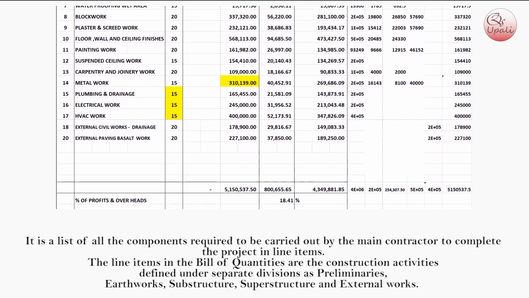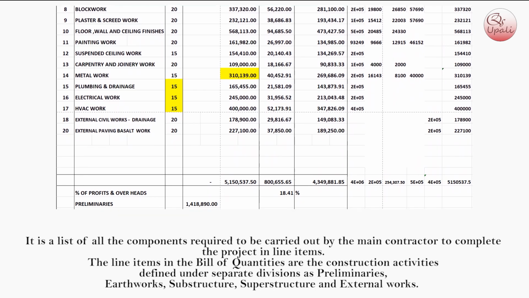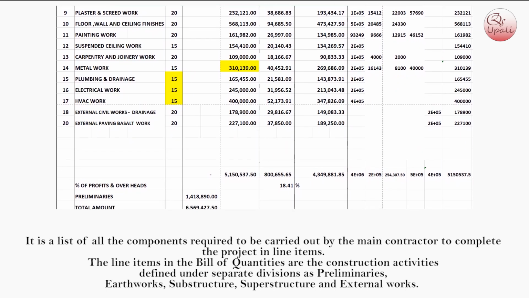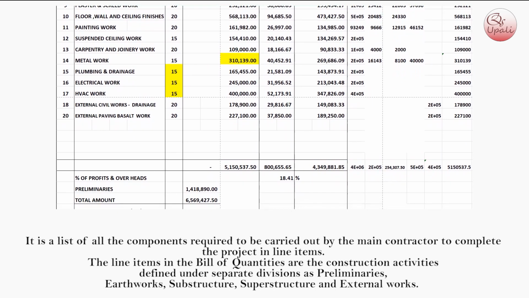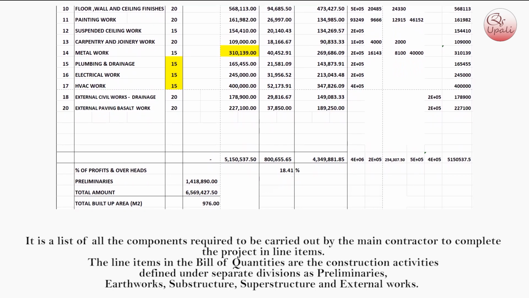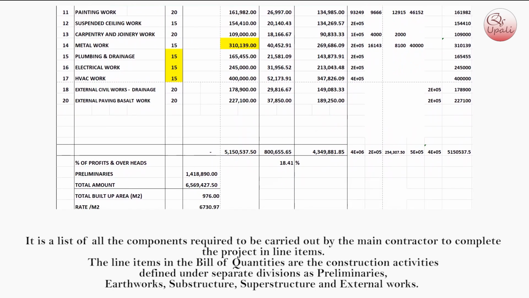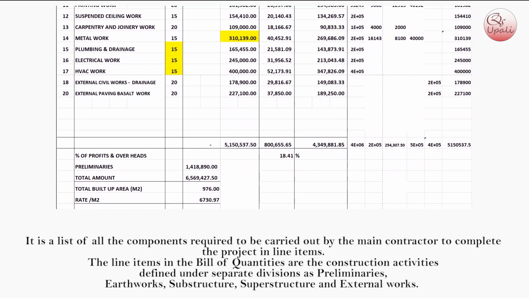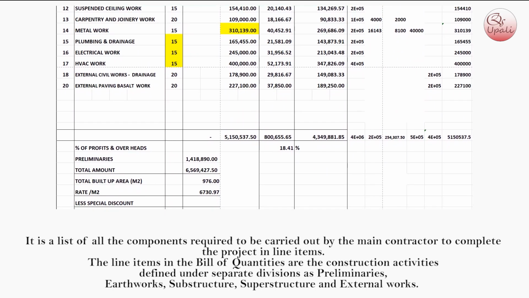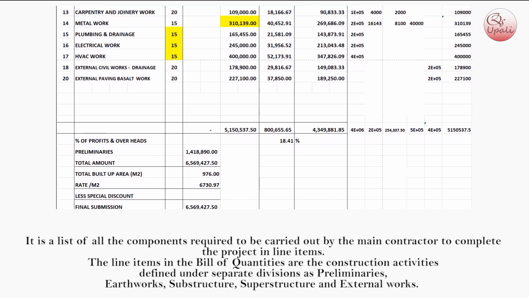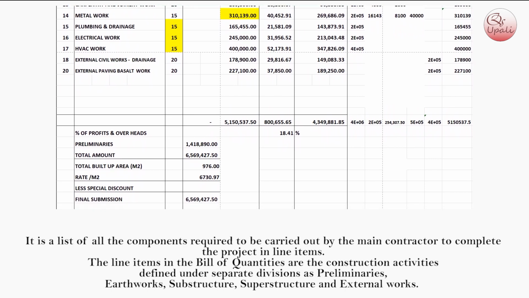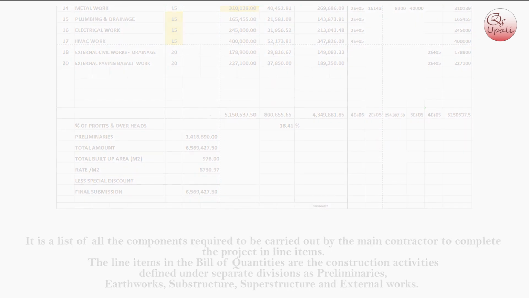It is a list of all the components required to be carried out by the main contractor to complete the project in line items. The line items in the Bill of Quantities are the construction activities defined under separate divisions as Preliminaries, Earthworks, Substructure, Superstructure and External works.